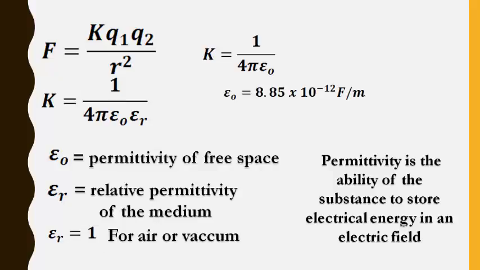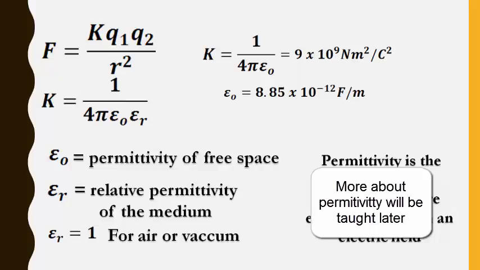Experimental value for epsilon naught is 8.85 into 10 raised to minus 12 farad per meter. Substituting it and simplifying, we get K equals 9 into 10 raised to 9 Newton meter square per Coulomb square.